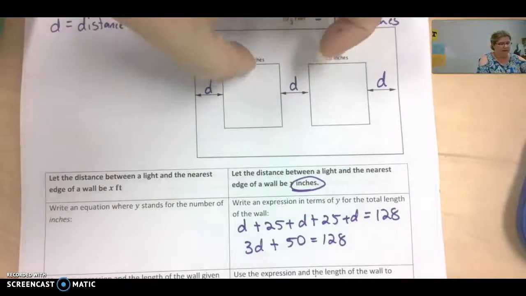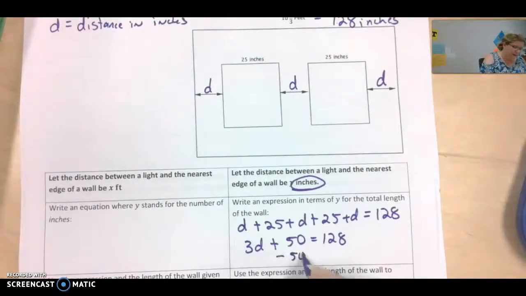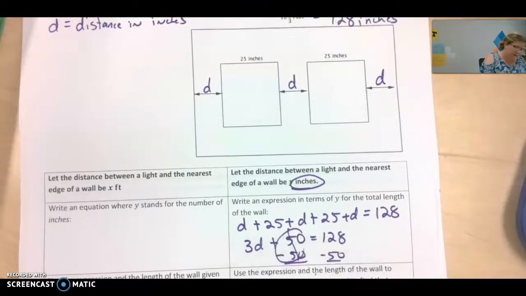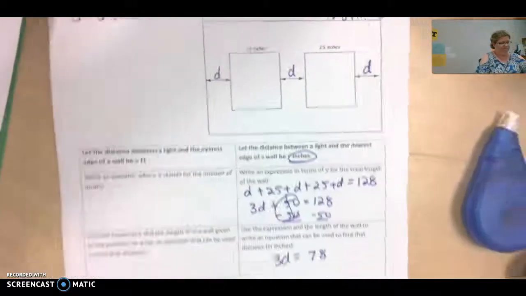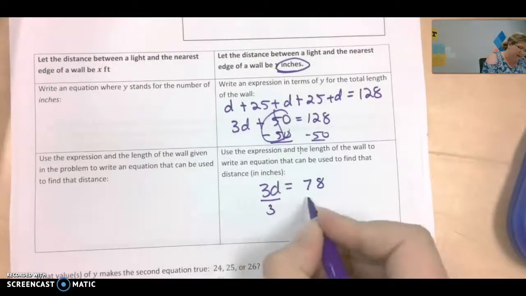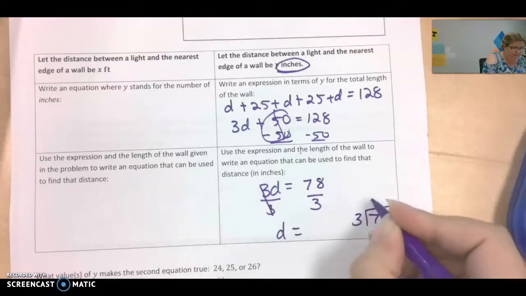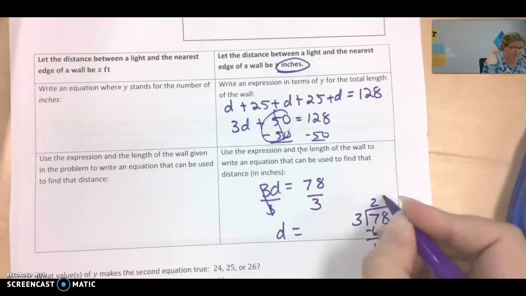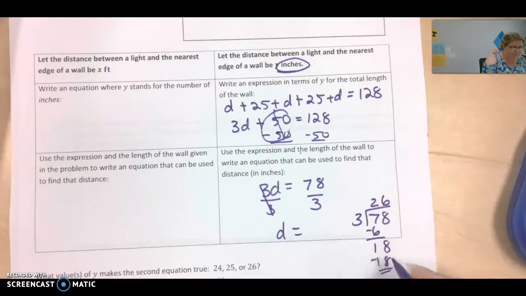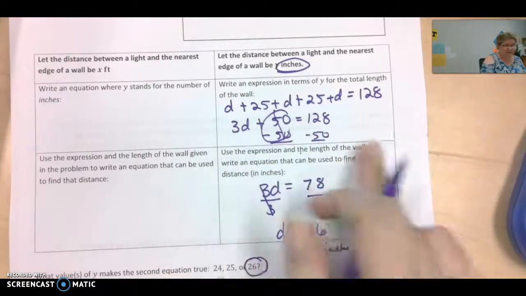So first I'm going to take out the width of the lights, and that gives me 3 distances equals 78. So I'll divide 78 by 3. The distance is 26 inches. So this question here says, what value of y makes the second equation true? 26 would make this second equation true.